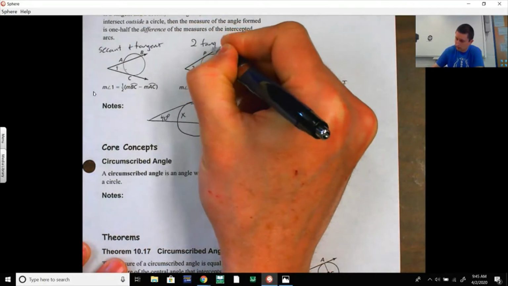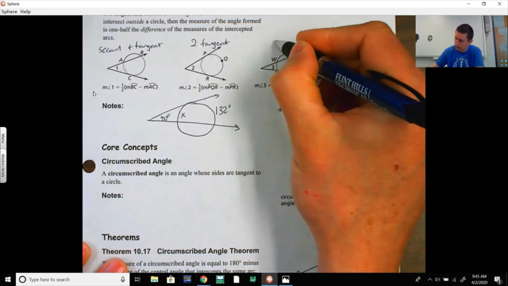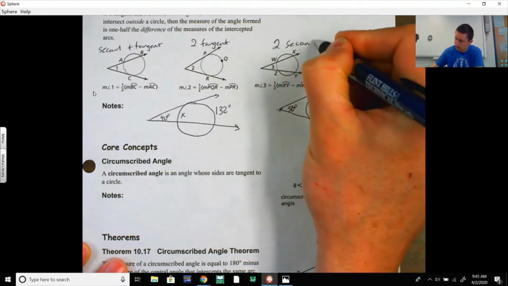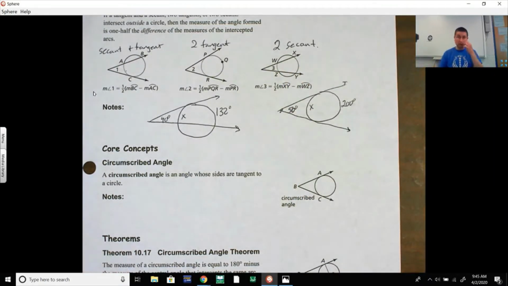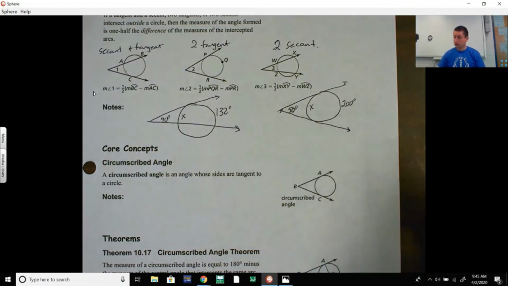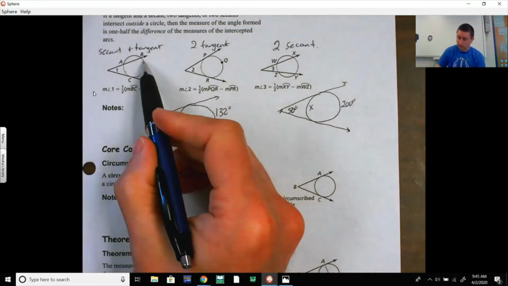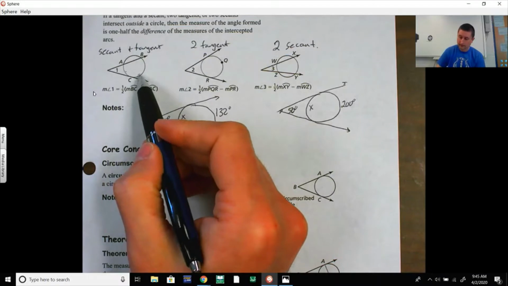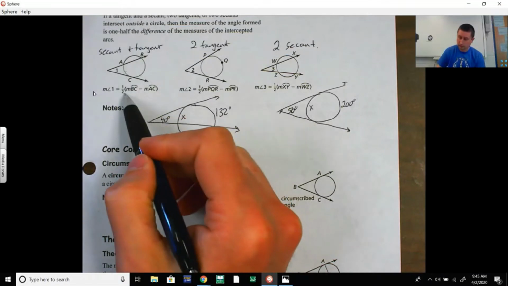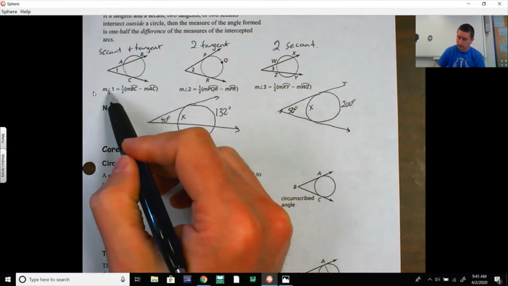You can have two tangent lines, or you can have two secant lines. Now the nice thing is no matter the situation, it's always all the same formula. It's outside arc minus the inside arc divided by 2, or times 1/2, equals the angle.